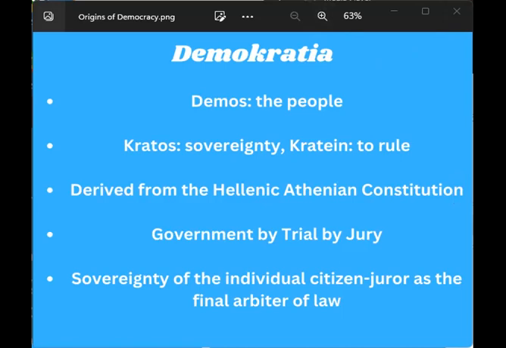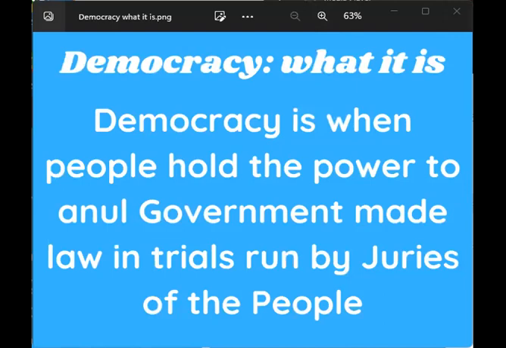All right, I'm coming back with one more definition. So democracy, what it is, democracy is when people hold the power to annul government law, which is legislation, in trials run by juries of the people. That's all it means, real simple.